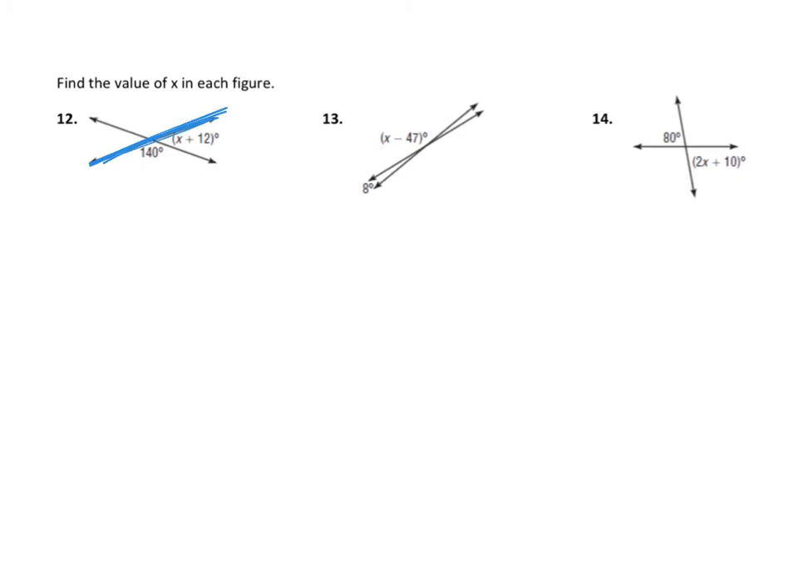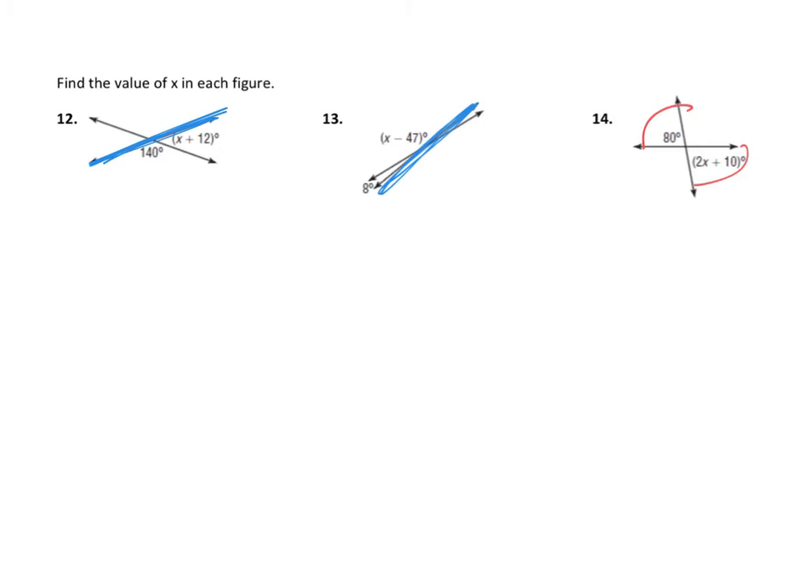I see a straight line. I see a straight line. And I see that these are vertical. They are across from each other. So if you want to pause it and try on your own, that would be awesome sauce. If not, you can go ahead and follow along with the algebra for solving these angles.